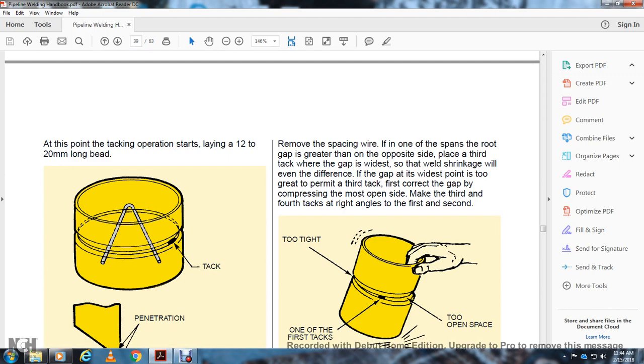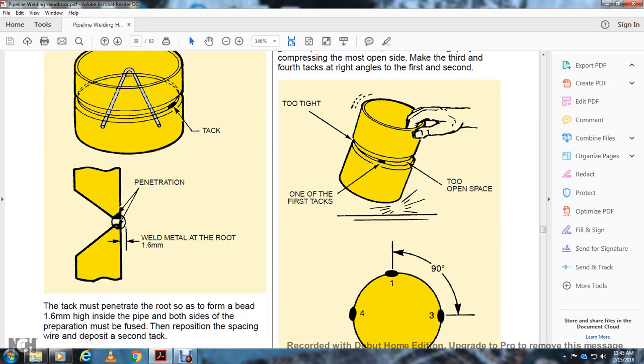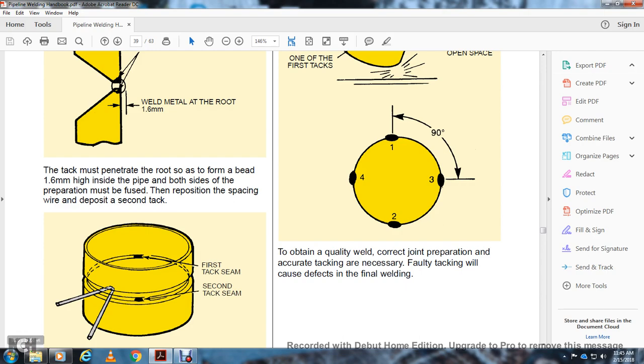At this point, start the tacking operation with a 12 to 20 millimeter long bead. The tack must penetrate the weld metal at the root, with a 1.6 millimeter penetration bead, forming a bead 1.6 millimeters high inside the pipe on both sides. The penetration must be visible. Reposition the spacing wire and deposit the second tack. First tack seam, second tack seam.